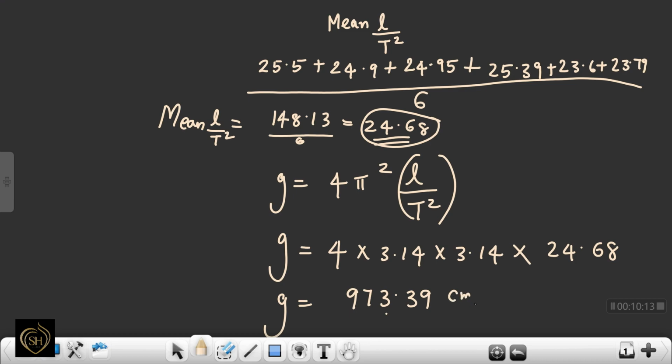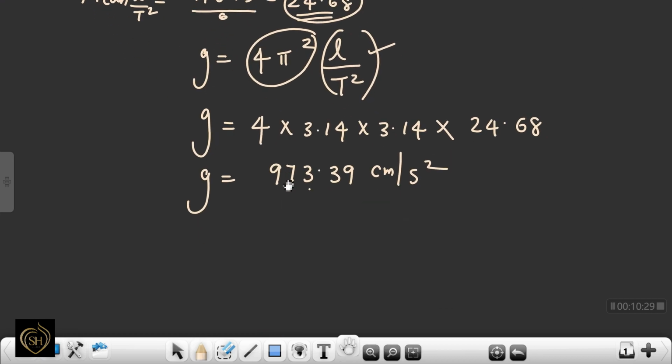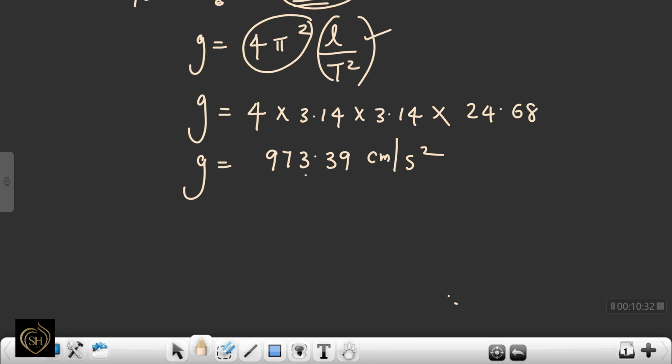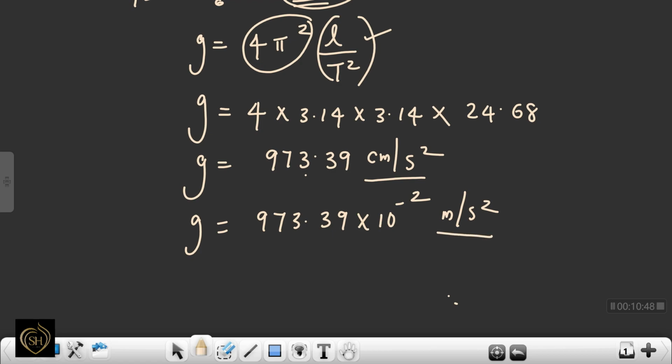Unit is centimeter per second square. That is 4 pi square is a constant. Then unit of L by T square is centimeters per second square. Therefore, G is equal to 973.39 centimeter per second square. And now we are going to convert this unit into meter per second square. That is G is equal to 973.39 into 10 raised to minus 2 meter per second square. Centimeter per second square to meter per second square, multiply 10 power minus 2.